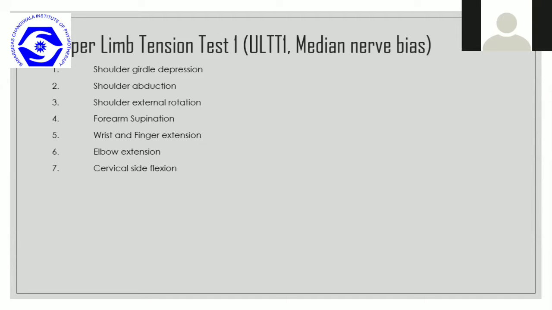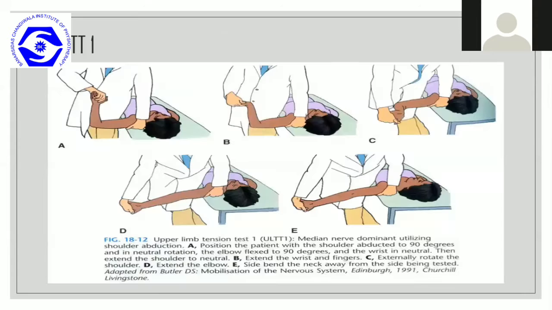This is something you have to do accordingly. The first step is shoulder girdle depression, then shoulder abduction, shoulder external rotation, forearm supination, wrist and finger extension, elbow extension, and cervical side flexion. I'll be showing you a video also, but meanwhile, this is what we are supposed to do. The therapist stands facing the patient. The arm is resting on the thigh of the therapist, so that both hands are free to perform the test. You can go through the picture.